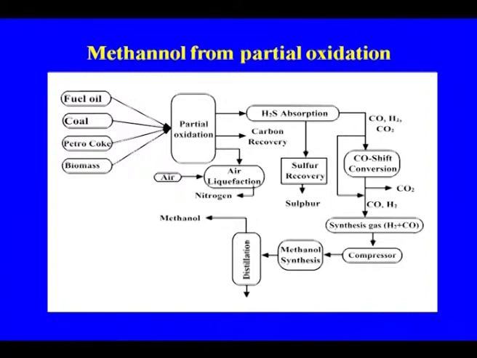So, air liquefaction, nitrogen, then finally the CO shift conversion, that will be there when you are using it for ammonia. But for methanol, the CO shift conversion will not be required, because it is directly going to the synthesis gas and the compression, the methanol synthesis. But if you are interested, then the CO shift conversion will be there in the case of the fertilizer plant.